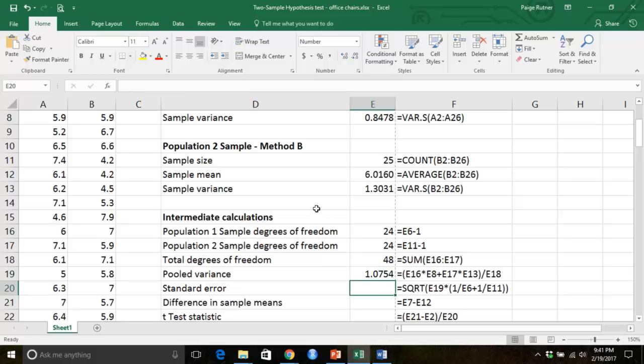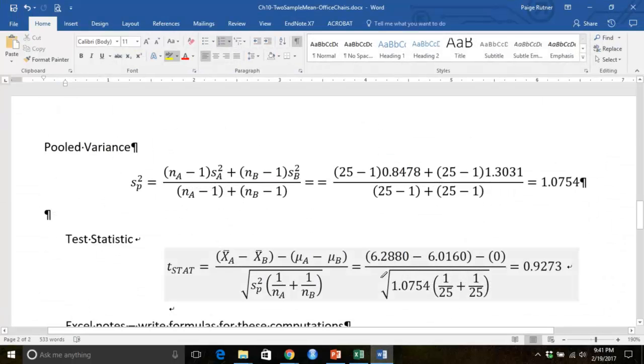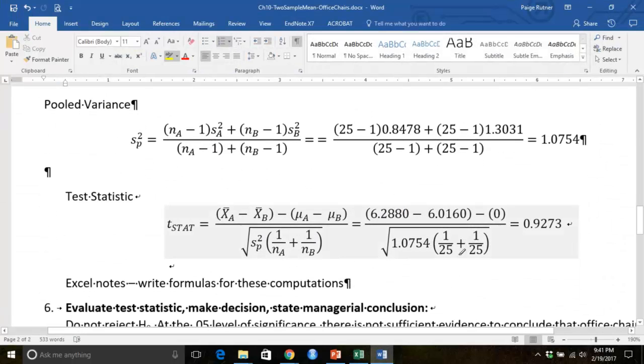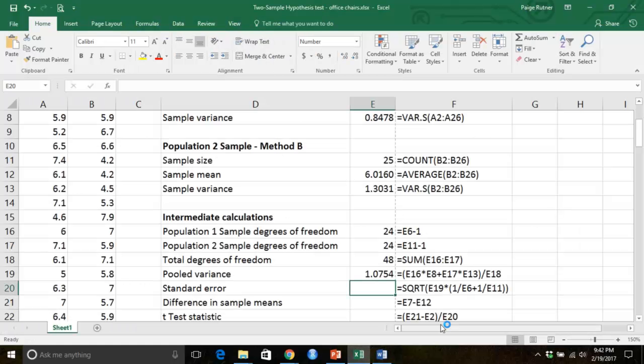The next thing I want to compute is my standard error. Let's go back and take a look at that computation. The standard error is the term in the denominator. To compute the standard error, we take that pooled variance, multiply by 1 over sample size 1 plus 1 over the sample size for 2, and then take the square root. So you can see the formula here.